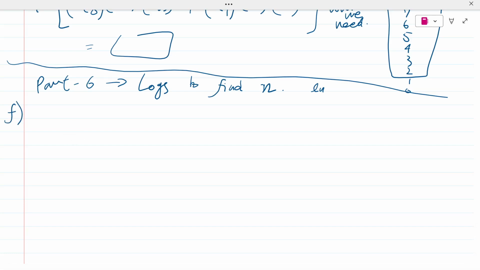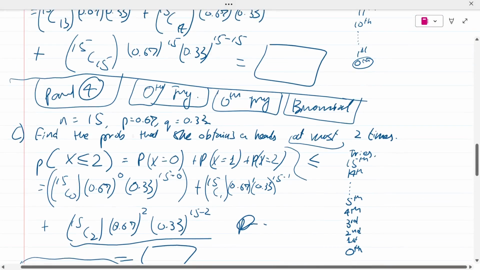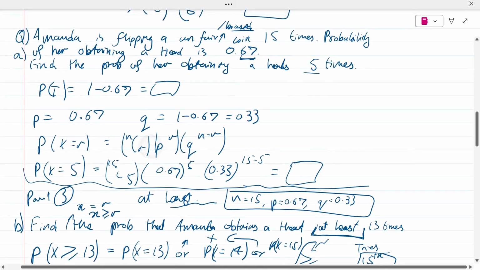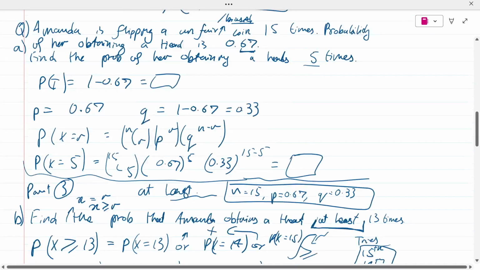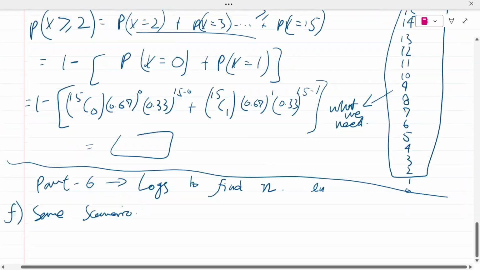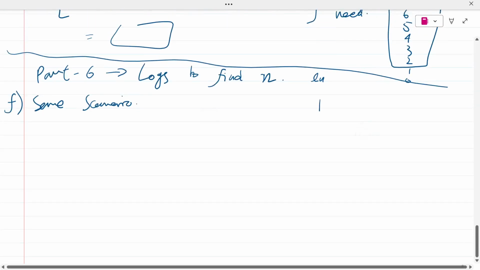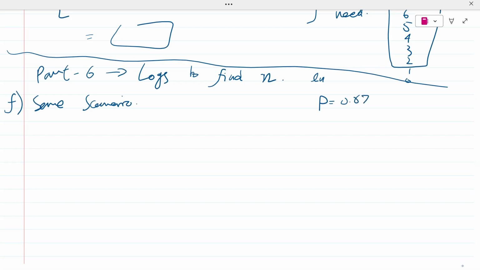The F part. Now look, same scenario. I'm just going to write same scenario. You know why? Because I'm talking about this scenario that Amanda is flipping an unfair biased coin. Probability of her obtaining a head is this, blah blah blah, what and what not, right? And all of the data is still the same, right? P is equal to 0.67. Q is going to be 0.33. N is what we don't know this time, you know.